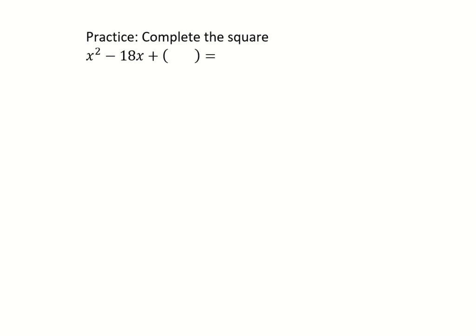On your own, I want you to work on this problem. So pause the video now, and I'm going to review the answer in 3 seconds. 3, 2, 1. The number we're going to add here is negative 18 divided by 2 and squared, which is negative 9 squared, which is 81. So if we add an 81 here, you are creating a perfect square trinomial here. And it becomes x minus 9 squared. I hope you got it correct, and I will see you in the next video.